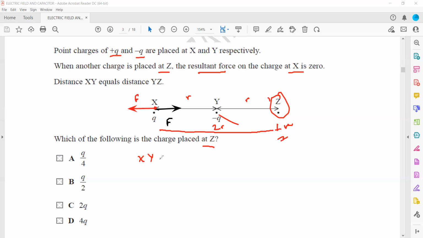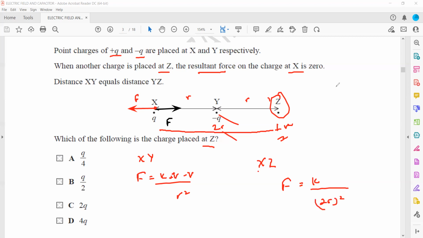So the force between X and Y is given by the formula F equals K Q1 Q2, that is plus Q and minus Q, over R squared, where R is the distance between them. Now, when we check the force between X and Z, we want the force to be F, and the distance becomes 2R.